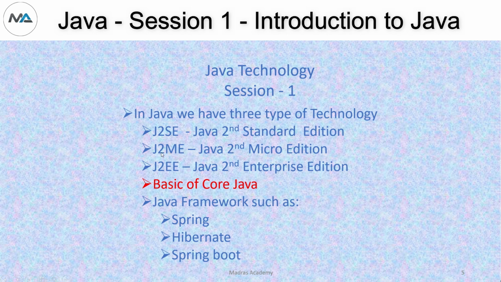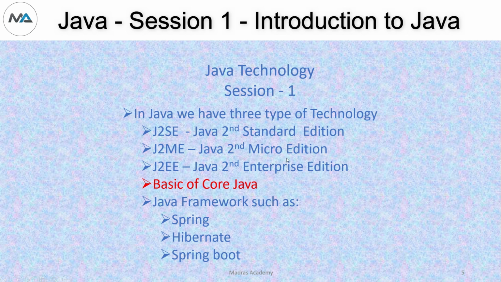So this is J2ME, and then J2EE, Java Second Enterprise Edition. We can create enterprise-level applications, for example, the EJB concept. Using EJB, Enterprise Java Bean, we can create applications here. That is a CRM application. So that kind of application we can create using J2EE. So these are the three types of technologies we are having.